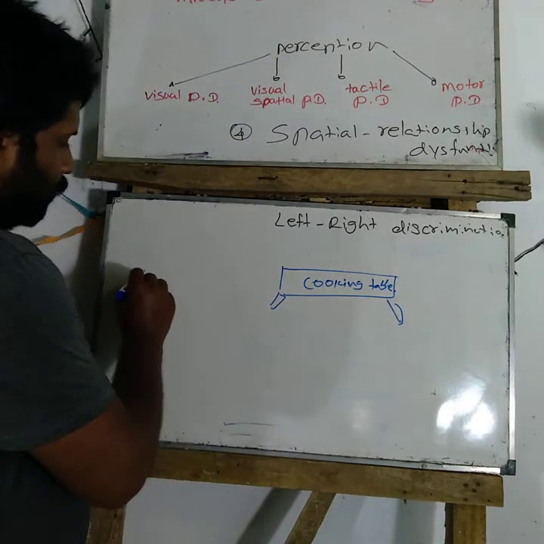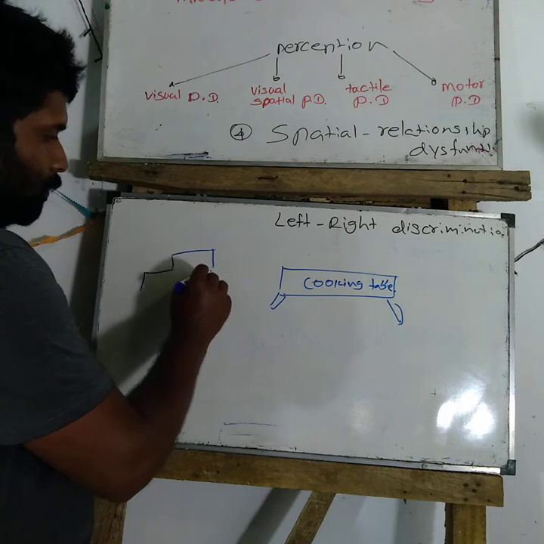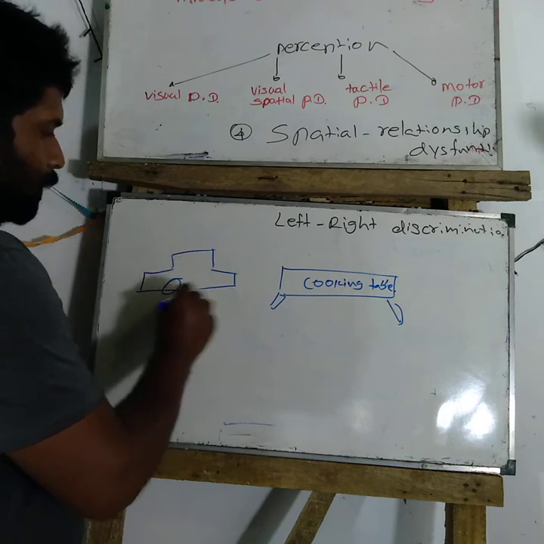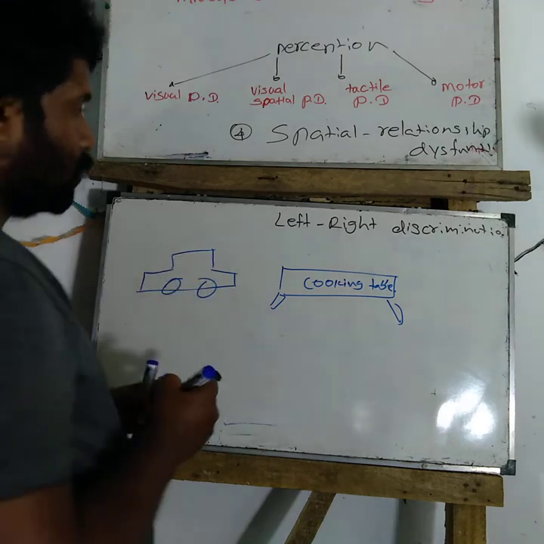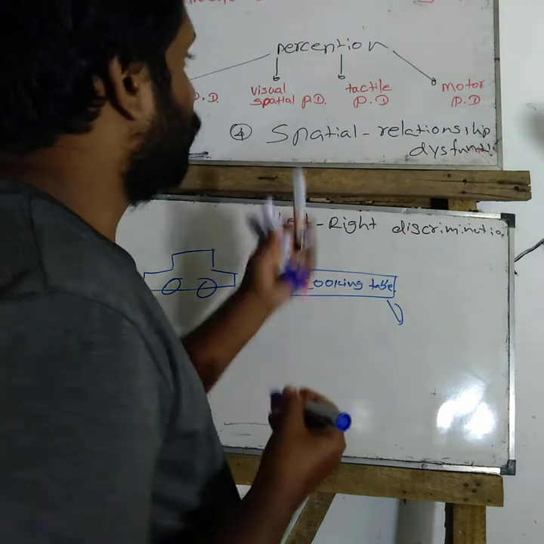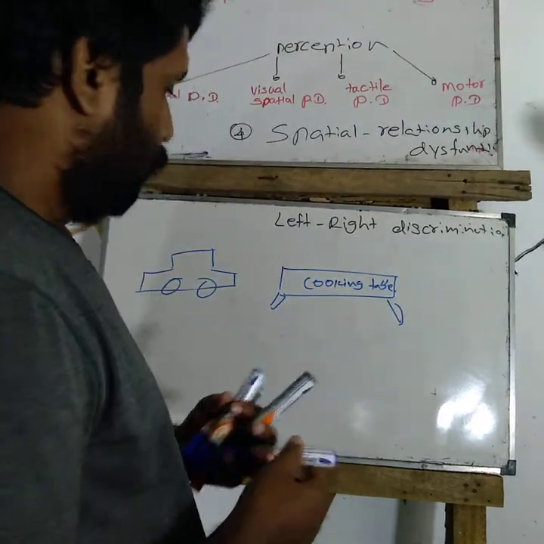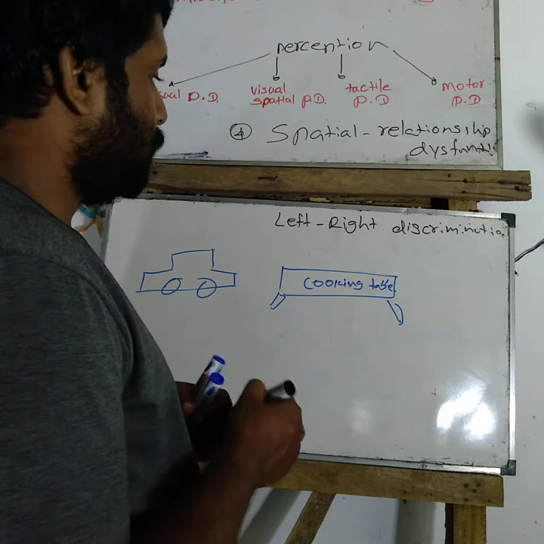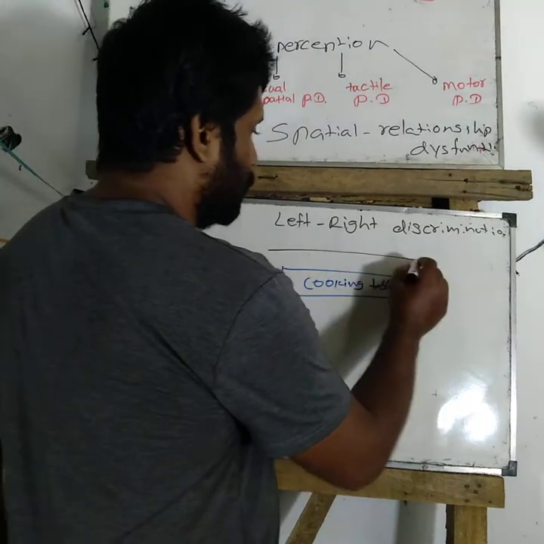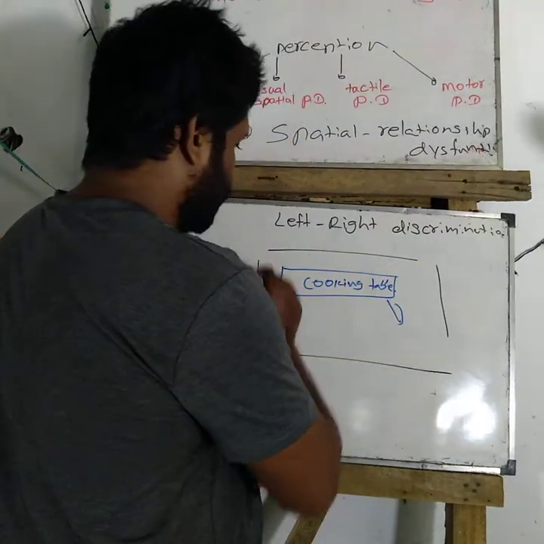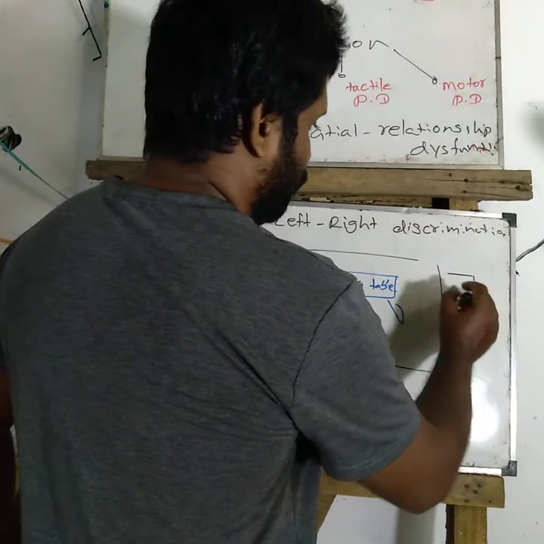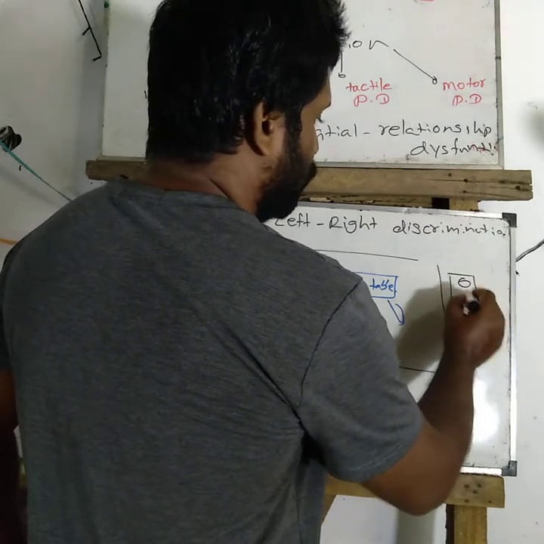This is the driving car. I'm going to give some form of identification and discrimination problem, the spatial relationship. In the cooking area, there is the front side, this side and that side, the back side. This is some form of gas cooker also.